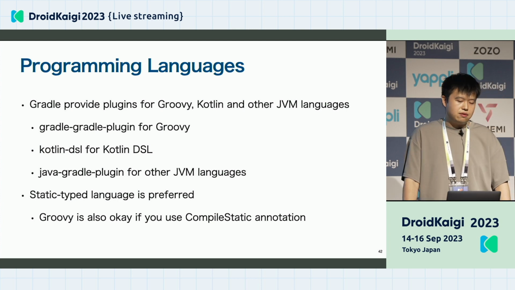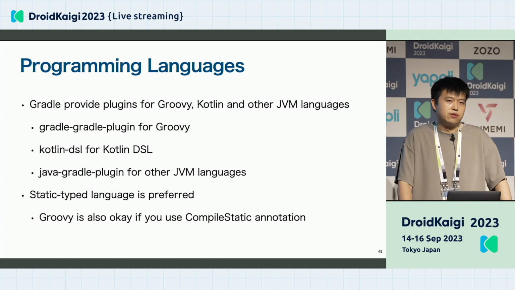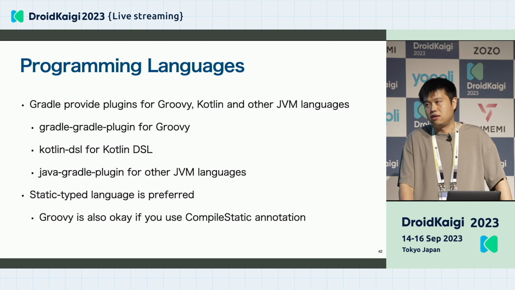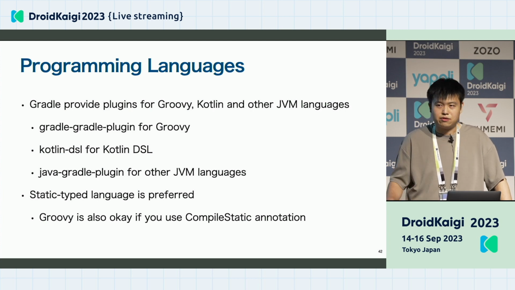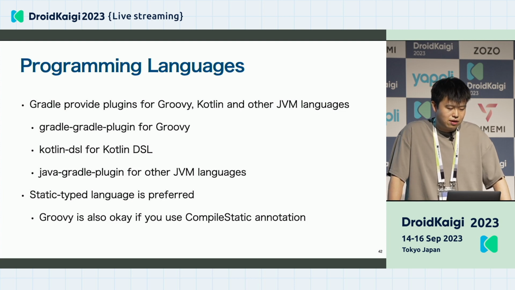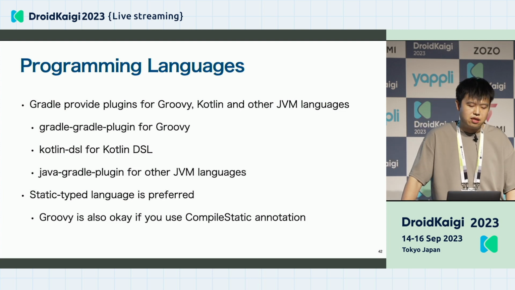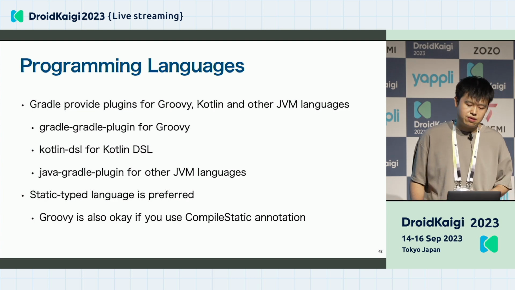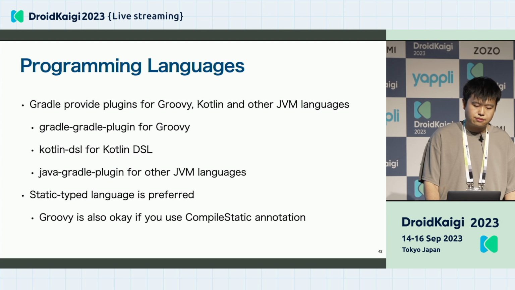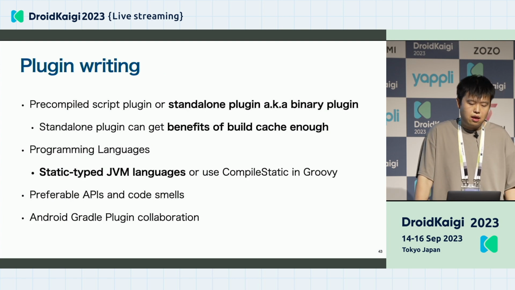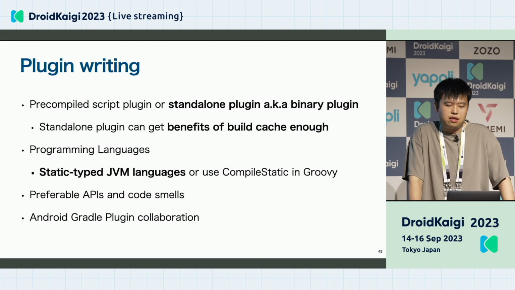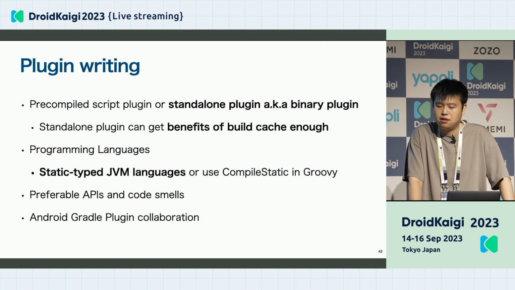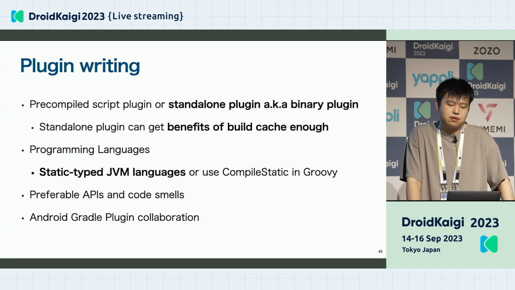If you are already using Kotlin DSL in your project, then Kotlin is preferred. You don't have to switch to Groovy or the dynamic typing world. Groovy is okay, but you have to annotate with CompileStatic when developing plugins. Static typed language is preferred and Kotlin is great, at least for we Android developers.